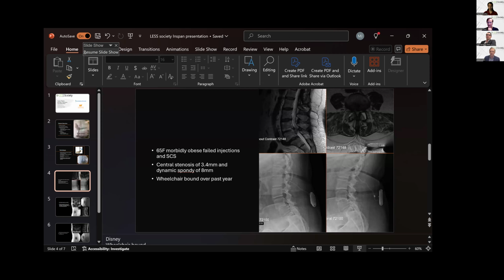All right, let's get into a couple cases. I'm going to talk about 3 different indications and very successful cases that I have. And then lastly, we'll go over a difficult one. So this was a 65-year-old obese female who had failed, you'll see a running theme in these cases, injections, obviously, and then ESIs, as you can see there. So she had very severe central stenosis of 3.4 millimeters and a dynamic spondy of 8 millimeters.